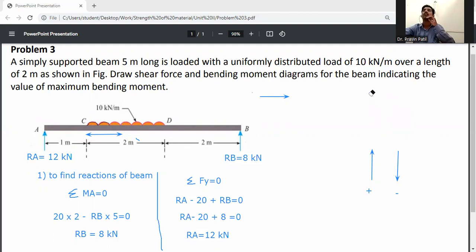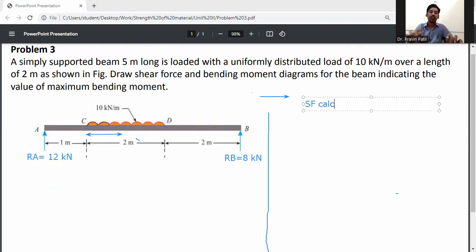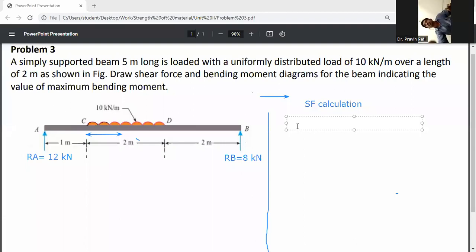Then the second step is the SF calculation. So for the SF calculation, step number 2, SF at left of A. SF at left of A is equal to 0. There is no force on the left side, so that's why it will be 0.